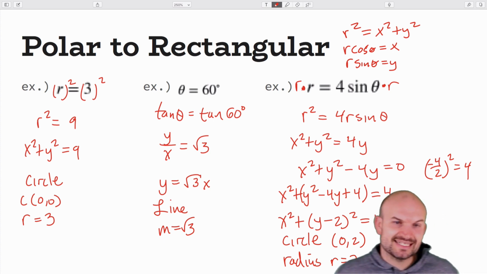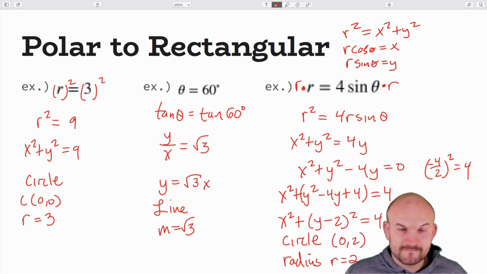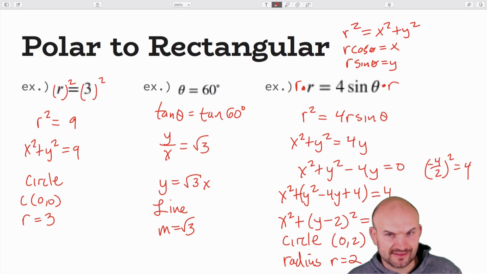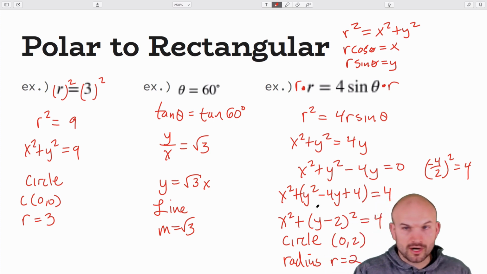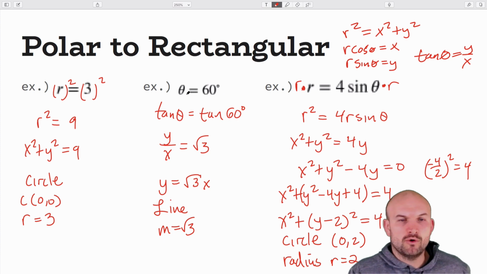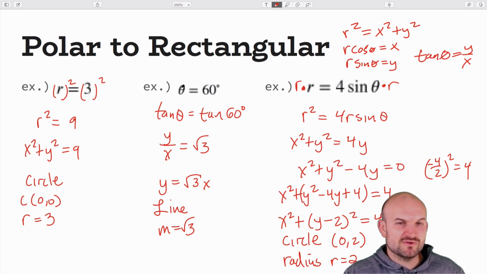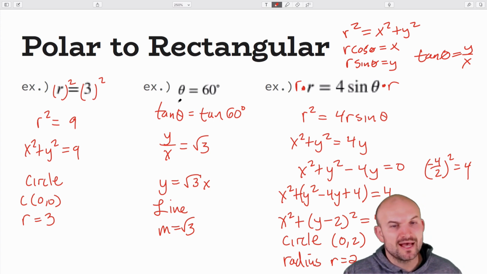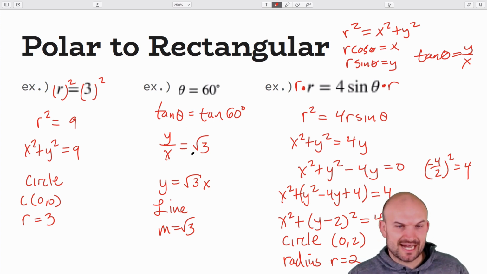All right, the next one is theta is equal to 60 degrees. And again, the only way I can use theta is if it's like r times cosine of theta or r times sine of theta, or, and I forgot to mention this, if it's tangent of theta equals y over x. So multiplying by r, taking the cosine of both sides and multiplying by r doesn't seem like it's really going to simplify this much. However, taking the tangent of both sides is definitely something that works, and I can easily do.